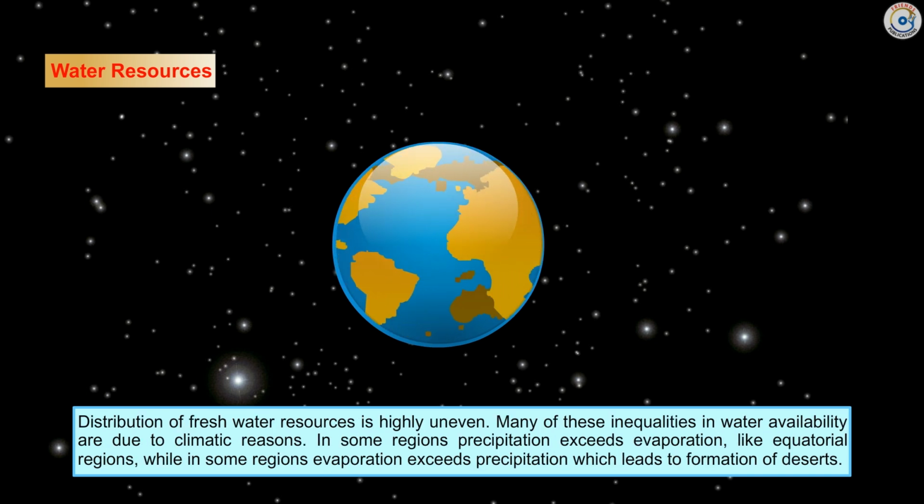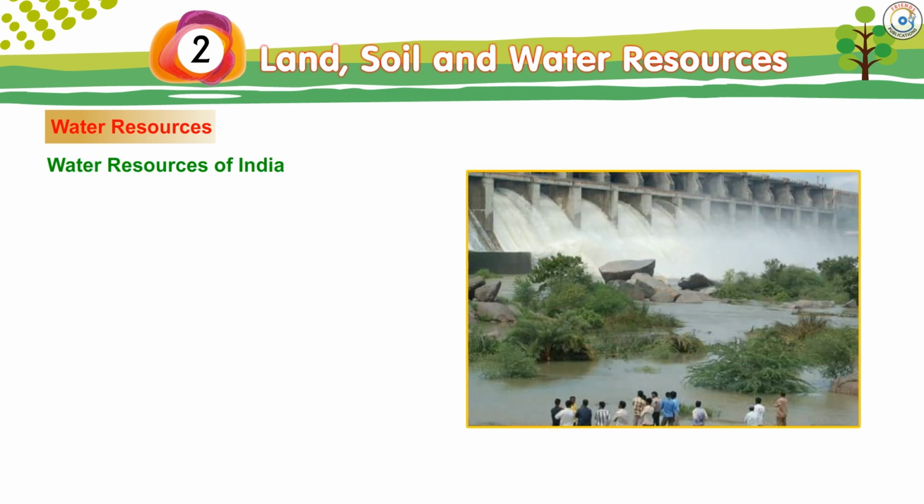Distribution of fresh water resources is highly uneven. Many of these inequalities in water availability are due to climatic reasons. In some regions, precipitation exceeds evaporation, like equatorial regions, while in some regions, evaporation exceeds precipitation, which leads to formation of deserts.